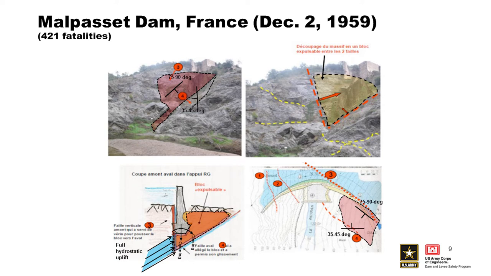Without anywhere to transfer the load, the entire left side of the dam lifted and rotated downstream, causing the dam to rupture. So it's a pretty dynamic failure. A critical point to note here is that this dam did not have a drain or any lines of defense for uplift.